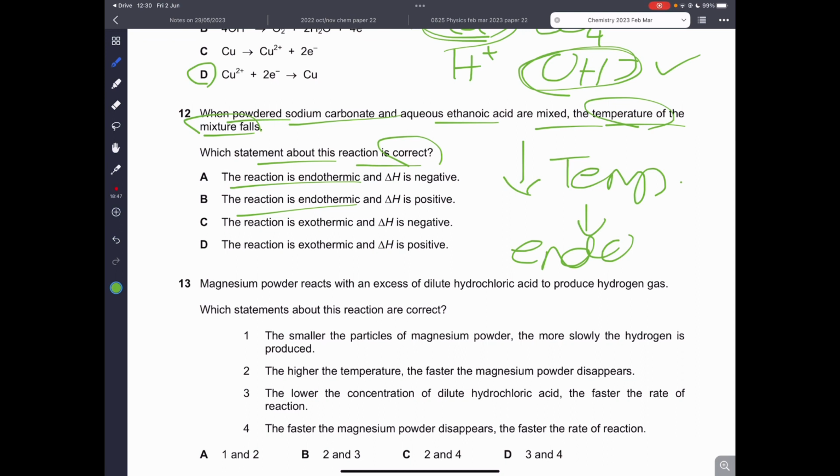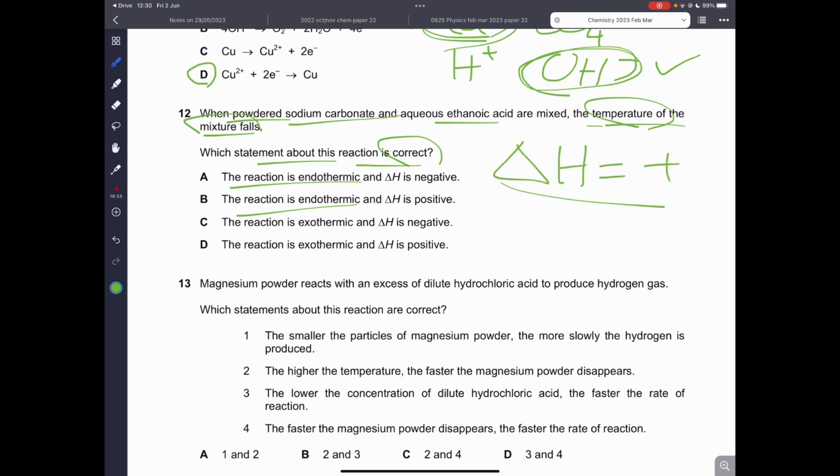And if it's endothermic, one thing you should know is that in an endothermic reaction, the delta H, or the enthalpy change, is always positive. And in exothermic, the delta H is always negative.